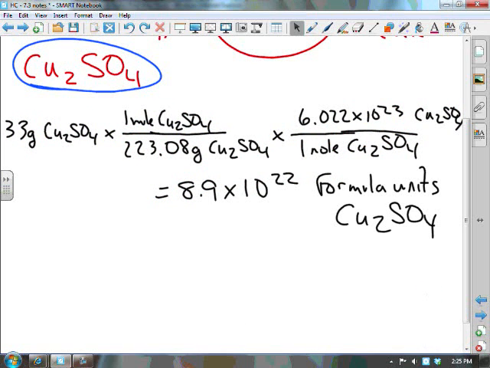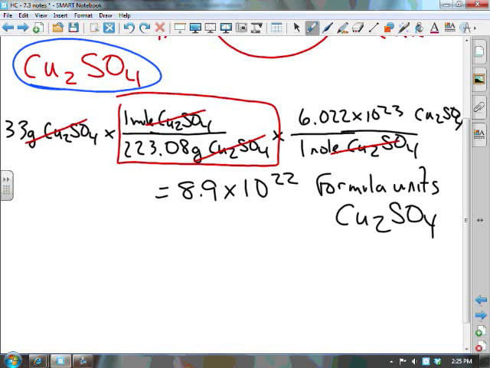Okay, so here's the calculation setup for solving for 33 grams of copper 1 sulfate. Again, steps are identical. Grams of copper sulfate multiplied by 1 over the molar mass. Grams cancel. 1 mole of copper sulfate multiplied by Avogadro's number. Moles of copper sulfate are gone. If you look at the two copper examples, they're identical. The only difference is the molar mass.